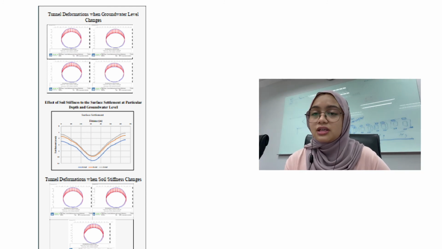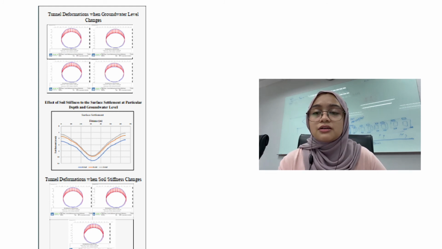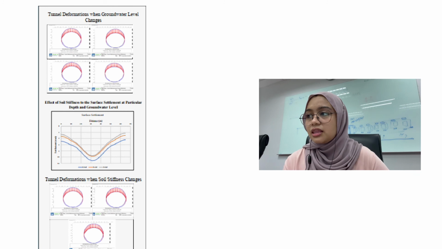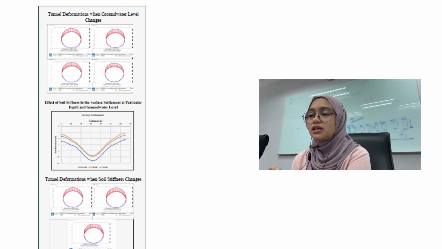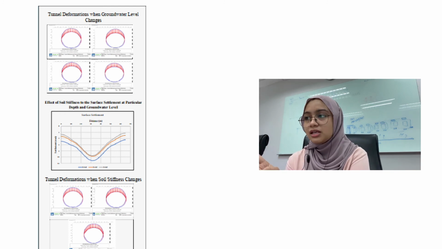The graph shows the effect of changing soil stiffness on the surface settlement at the particular tunnel depth and groundwater level. So as you can see, the blue line is the original soil stiffness based on the GI report provided by MRT. When the soil stiffness is multiplied by 2 and 3 from the original, it shows that the settlement decreases from the original.